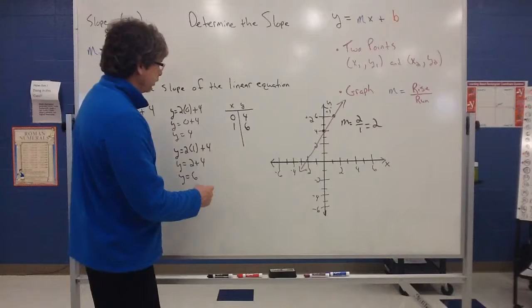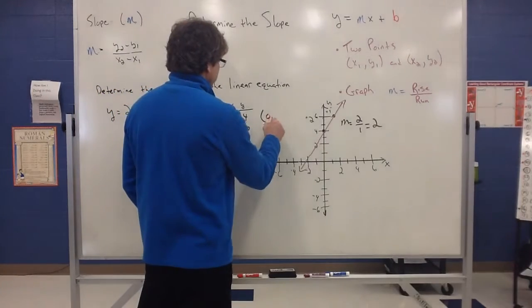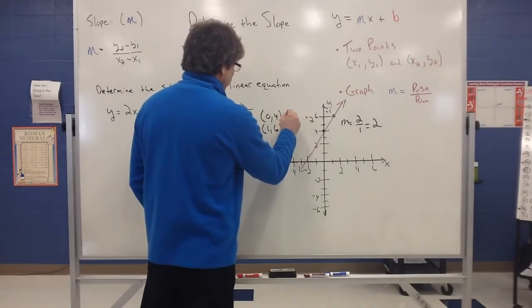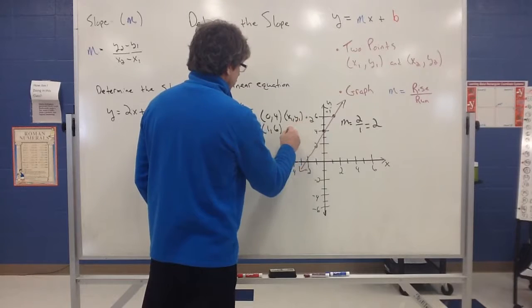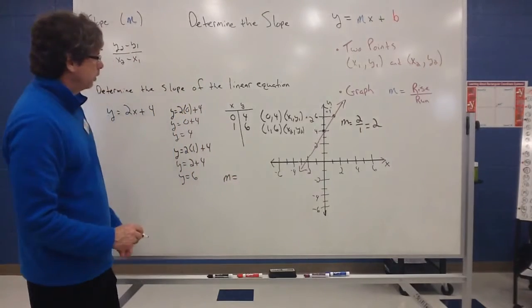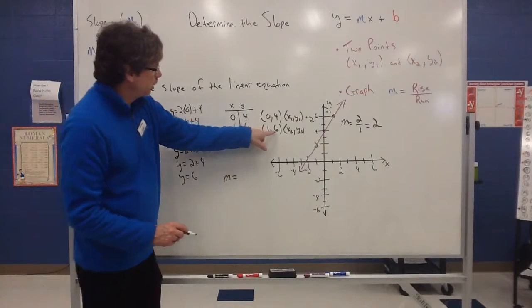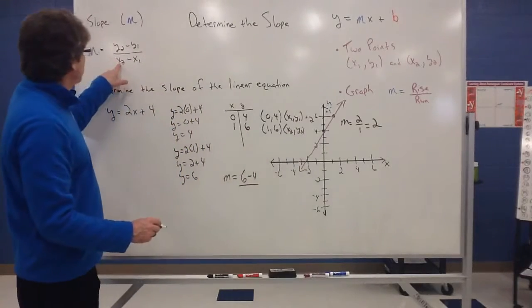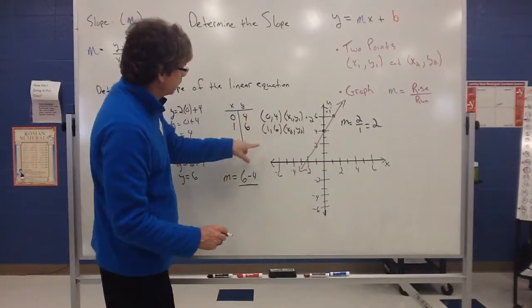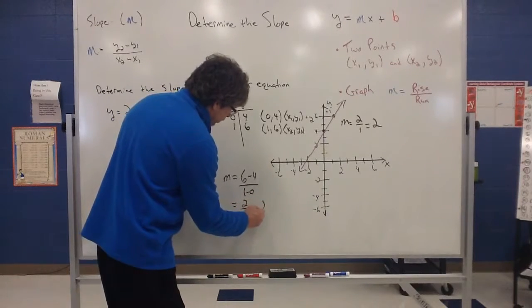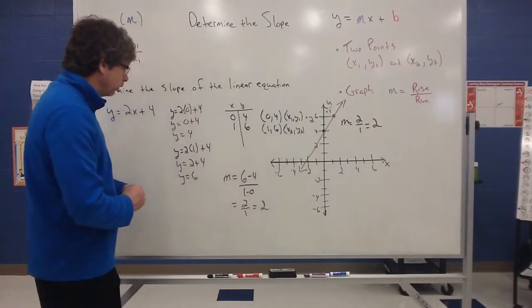We also have 2 ordered pairs. I have this 0, 4, and this 1, 6. So I can call this point 1, x1, y1. I can call this point 2, x2, y2. So using my slope formula, I could determine the slope of this line. y2 minus y1, so that's going to be 6 minus 4. And then I have x2 minus x1, that's going to be 1 minus 0. And I do get 2 over 1, which does simplify down to 2. So the slope of my line is 2.